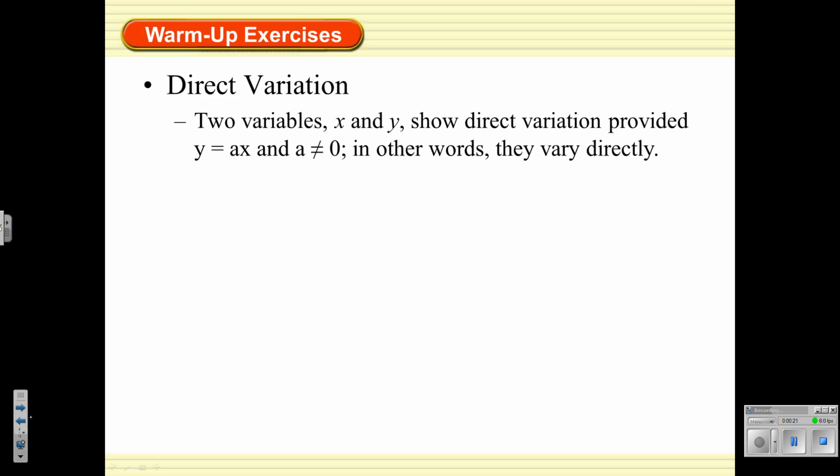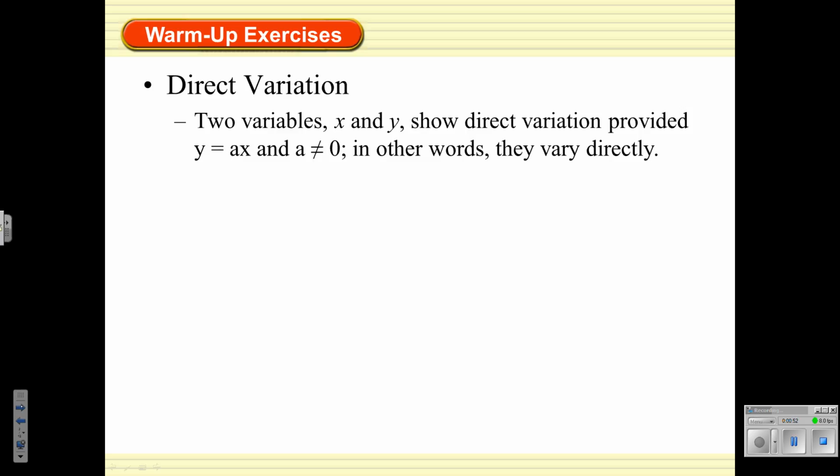Two variables, which we've been working with, x and y, show direct variation provided y equals a times x and x does not equal 0. In other words, they vary directly, and that doesn't mean a whole lot. But look at this y equals a times x, just like what we've been talking about, where a is your slope versus m. Any number or letter that represents a number in front of your x is always going to be your slope.